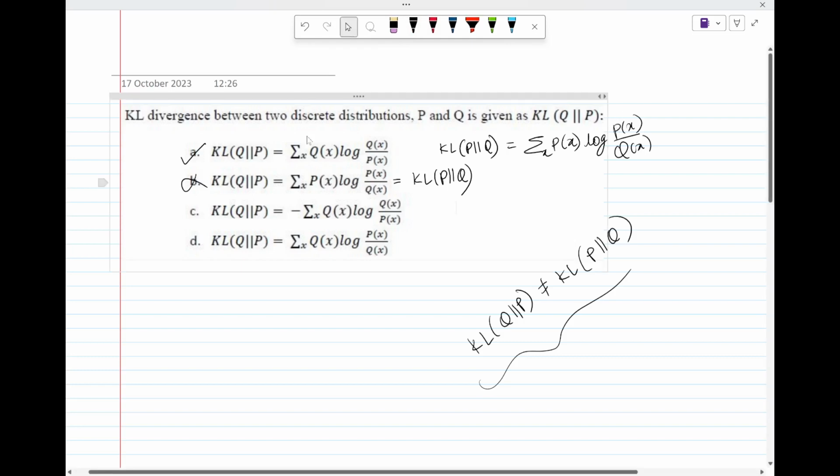Okay, so any doubts in this part? Well, just the formula of the KL divergence. Which one is correct? It's the first option. So I'll go to the next question.